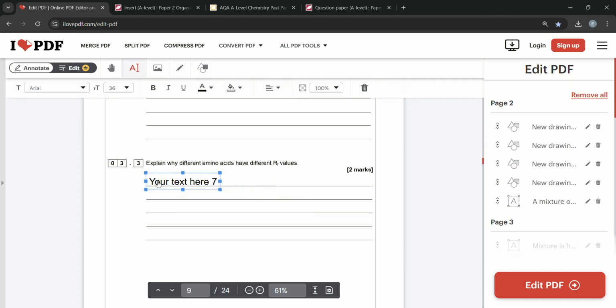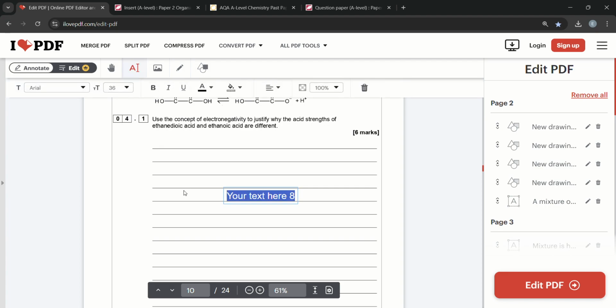Explain why different amino acids have different RF values. Well, different amino acids are going to have different polarities. Amino acids have different polarities. Therefore they have different retention on the stationary phase.